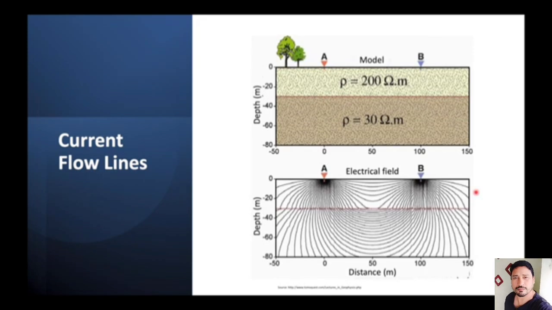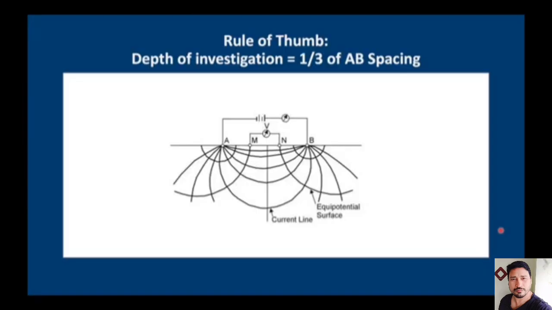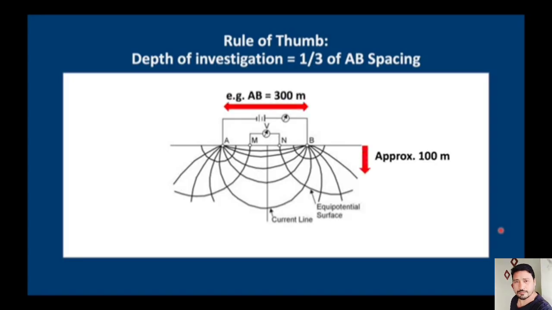The reverse is true. When the surface layer is more resistive, the currents try to get through it as quickly as possible, so they generally go downwards to find a more conductive layer at depth. Now, the rule of thumb is that we should have a depth of investigation which is about 1/3 of the AB spacing. What it means is that if you want to look down to 100 meters, your AB spacing should be at least 300 meters.